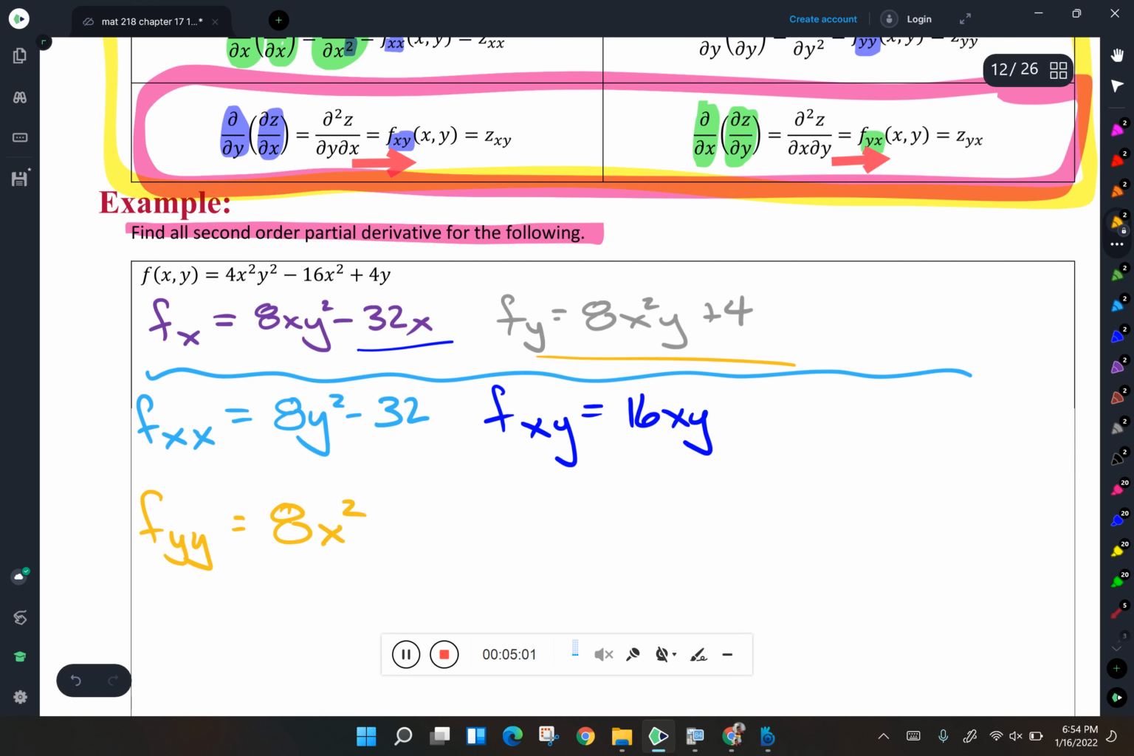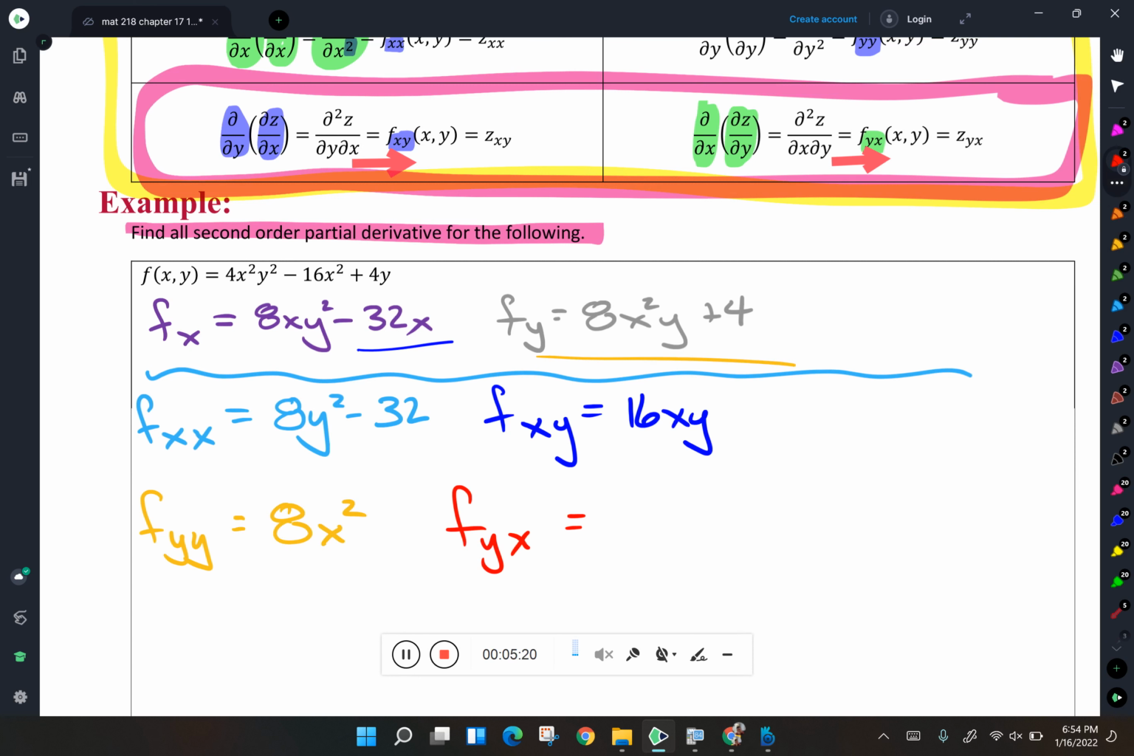Second term with respect to y is 0, so there's my second order partial derivative with respect to y both times. And then, because I'm just that guy, I'm going to find f sub yx. Now, according to the rules, that should be the same as the blue one above it. But I'll just check it to be certain.